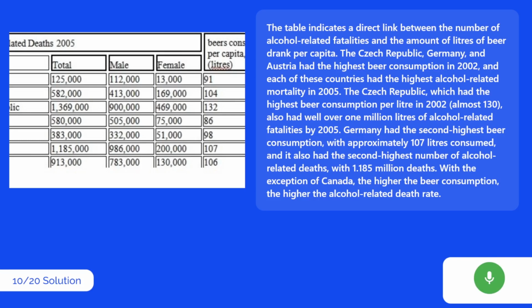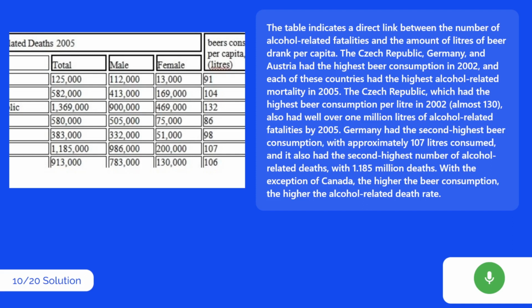The table indicates a direct link between the number of alcohol-related fatalities and the amount of liters of beer drunk per capita. The Czech Republic, Germany, and Austria had the highest beer consumption in 2002, and each of these countries had the highest alcohol-related mortality in 2005. The Czech Republic, which had the highest beer consumption per litre in 2002, almost 130, also had well over 1 million litres of alcohol-related fatalities by 2005.